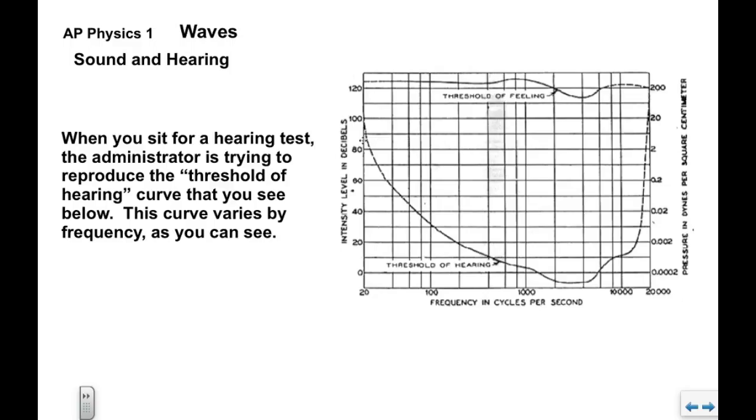Most people have a curve like this. What we see is that for a given frequency, there's a particular intensity level that the sound needs to have in order for you to hear it. For example, if we look at 100 hertz and we go up to the graph, it's just above 30 decibels. That's how loud it needs to be in order for you to hear it. Of course, this varies by frequency.